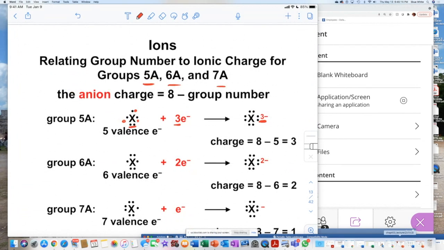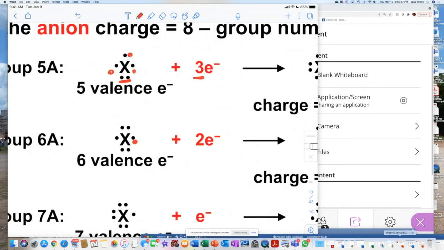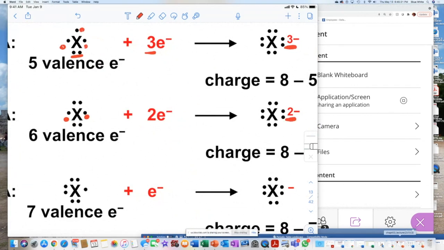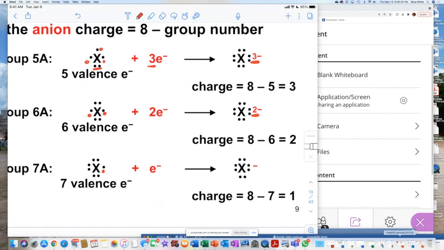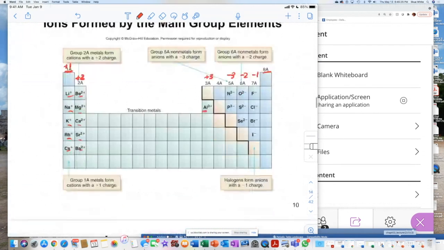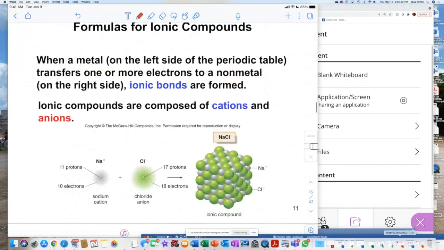-3 is the number of electrons that got added, right? So you add electrons where you have unpaired electrons, and that gives you -2. Here you have 1 unpaired electron, so you need 1 more to get to 8, and you have -1. Okay? So just kind of a restatement of what I already said.